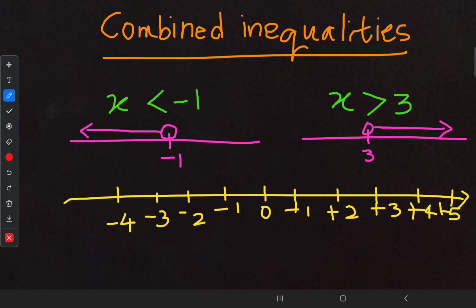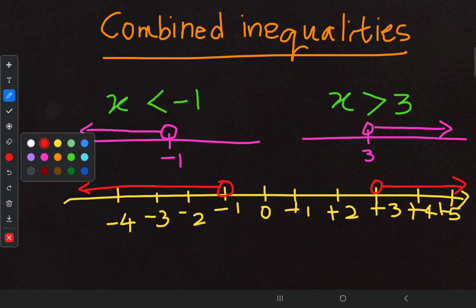That means x will hold the values which are less than negative 1. Another inequality says x will hold the values which are greater than 3. But when you look at these two instances, there is no combination. There is no combined region for the given two inequalities. There is no region here to satisfy both of these conditions.